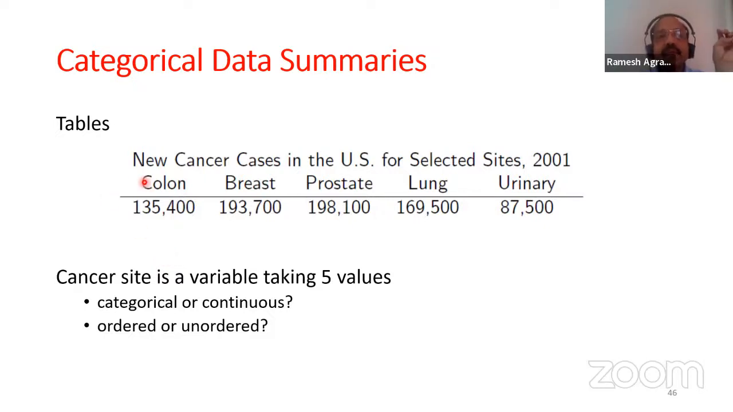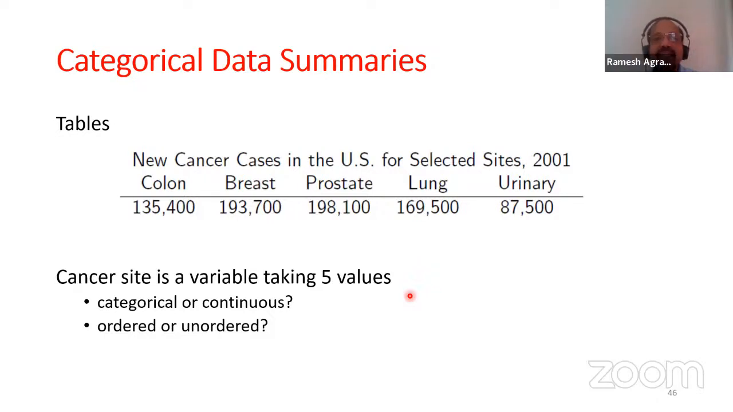Then can you order them? Can you order colon, breast cancer, or urinary cancer? Can you give some order? Will you say this categorical variable is ordered or unordered? Unordered. Right, good. Okay, it is unordered.